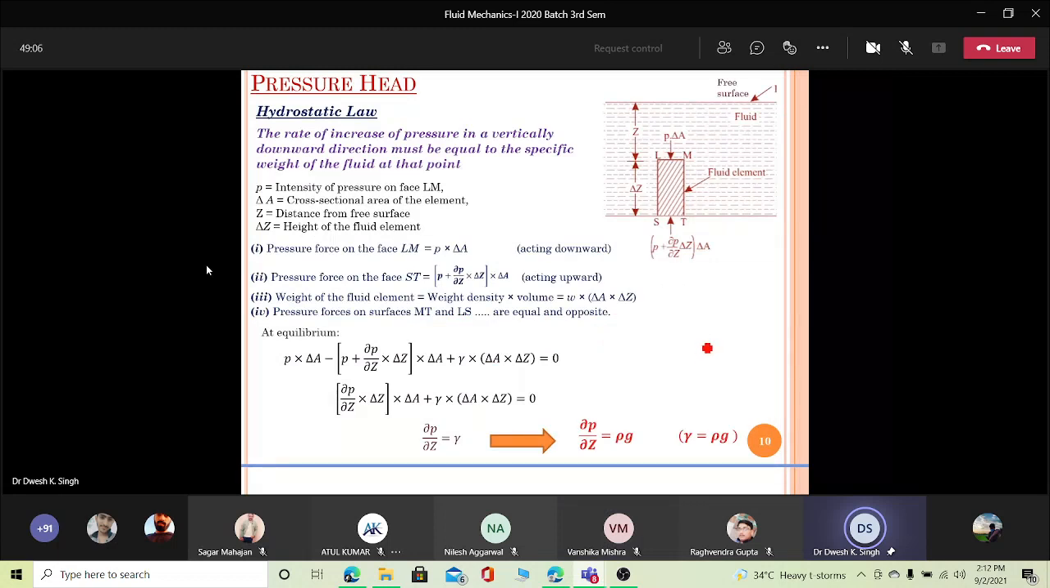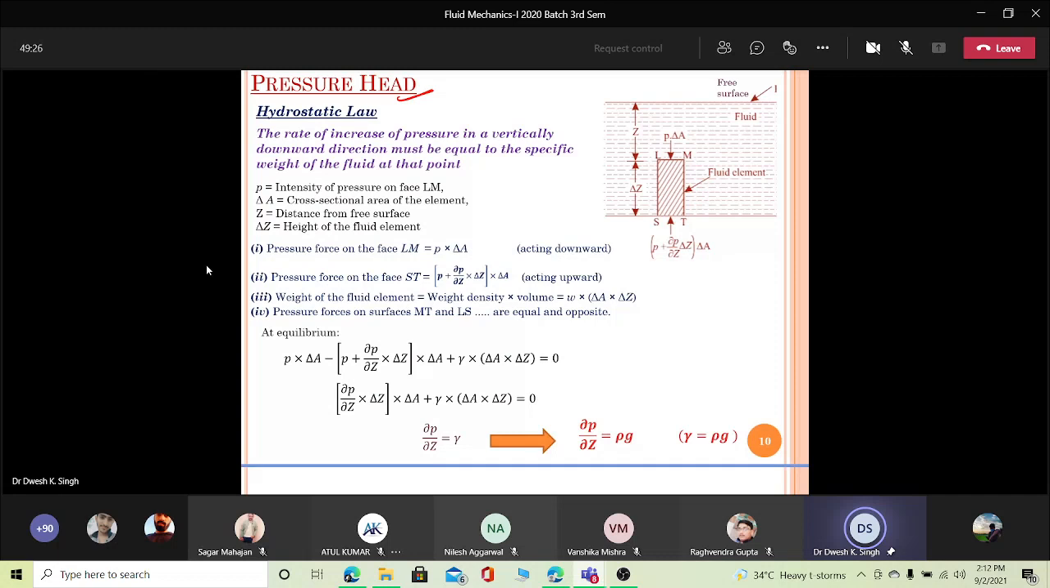Now let me elaborate this further. It is the same thing, but in another sense. What is that other sense? I will reveal that at the end, during the finding of this pressure head. Why is it called head? That I will explain.